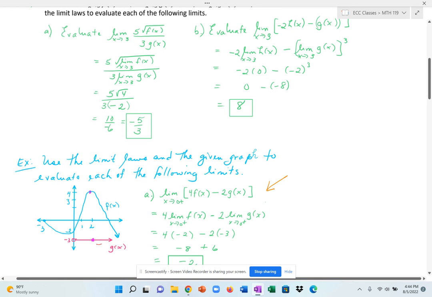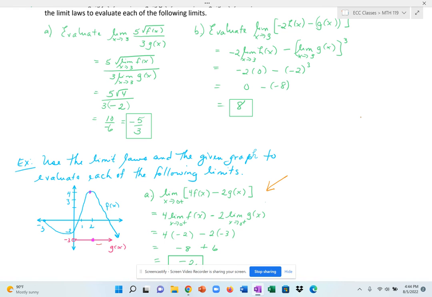So I will be using 2 limit laws, the one for a coefficient, because each of these functions have a coefficient, and the one for a difference, because we're subtracting. But this time, the limits are not provided to you. We have to read the graph.